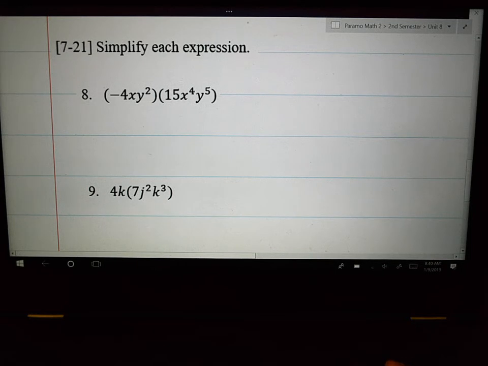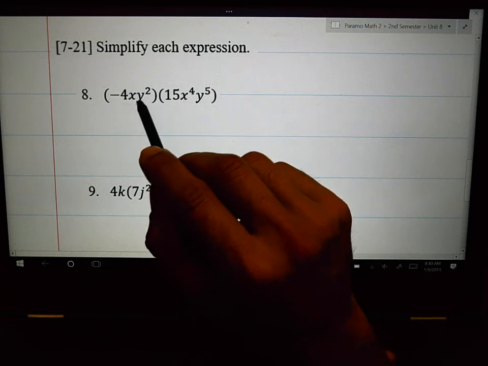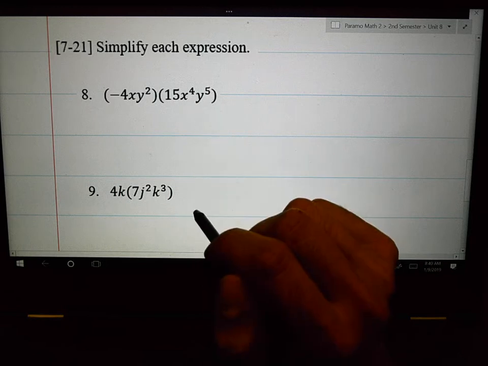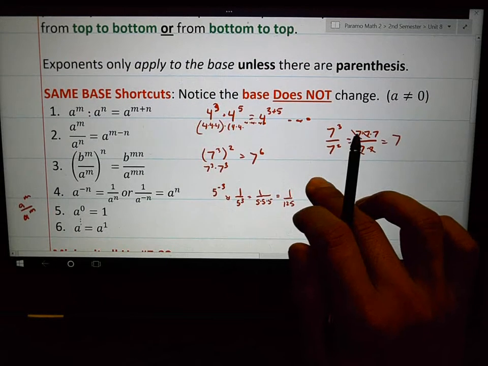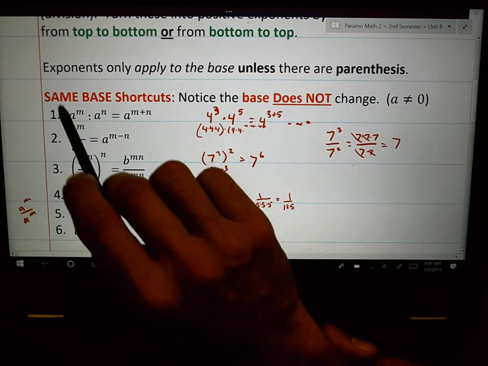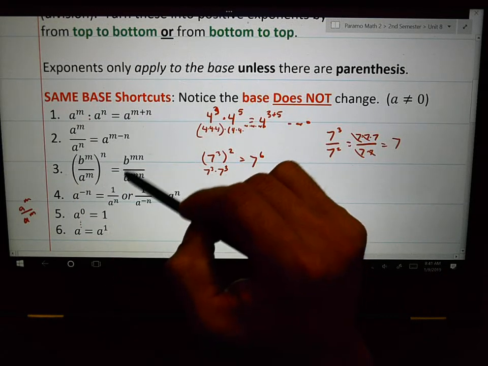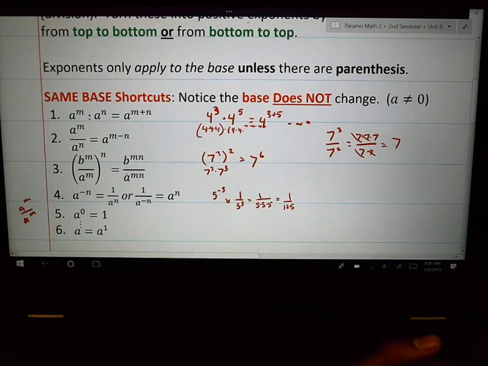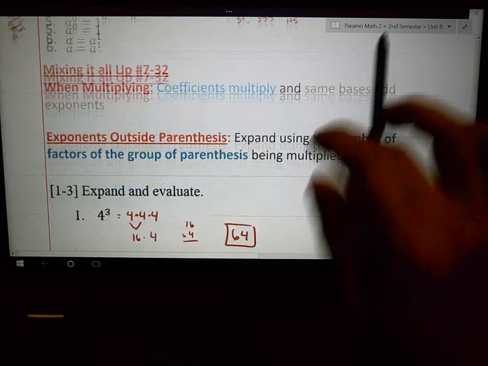Number 8. Number 8 says, negative 4xy squared in parentheses multiplied by 15x to the 4th y to the 5th. Now I want you to see that we wrote down something up here. These rules only apply when the bases are the same. A's have to combine with A's. B's have to combine with B's. I didn't subtract the exponents here because B and A are not the same thing. That means the variables have to match for this stuff to work.